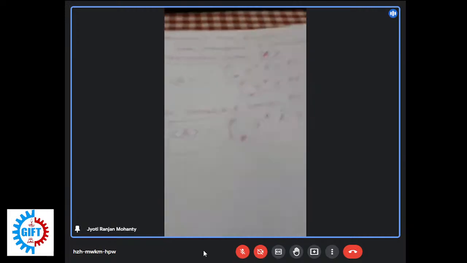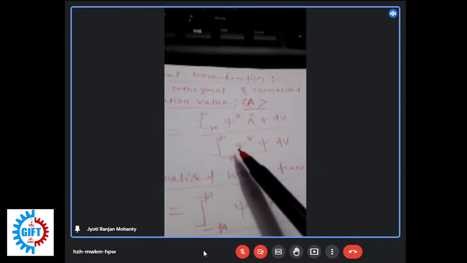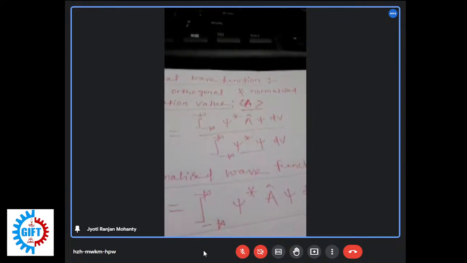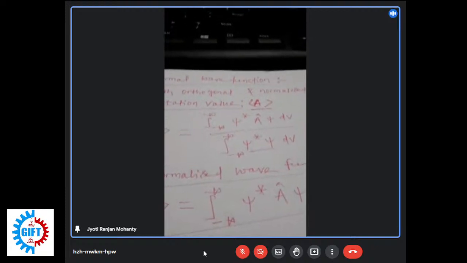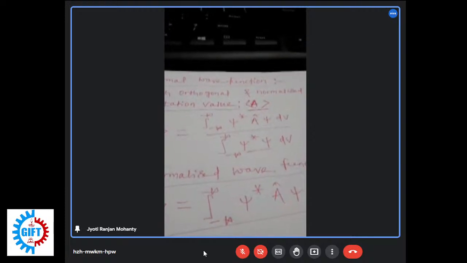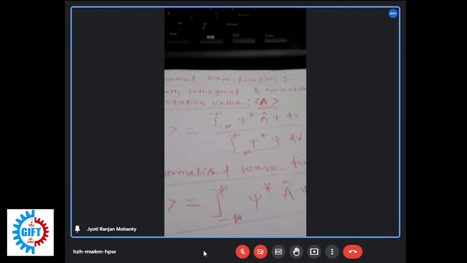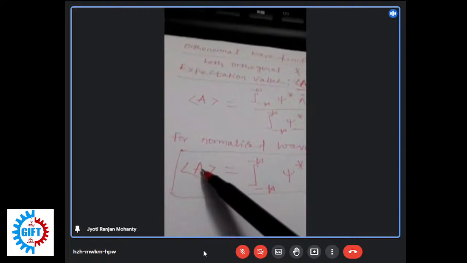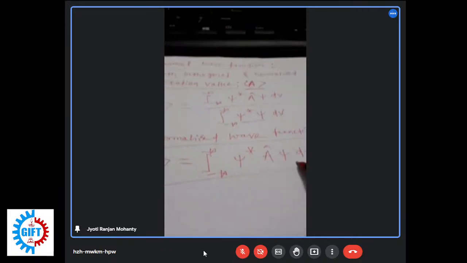This is the expectation value formula. This is the numerator, this is the denominator. But in case of a normalized wave function, the denominator value is equal to 1, because if you multiply psi star with psi, that gives you psi mod square. Psi mod square integration is equal to 1 for a normalized wave function. So for a normalized wave function, the expectation value of the physical quantity A is equal to the integration of psi star A cap psi into dV.